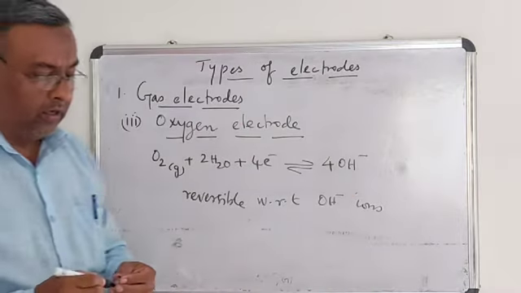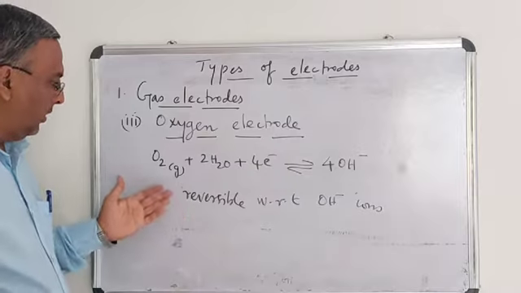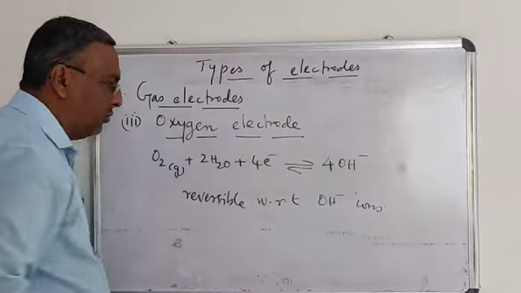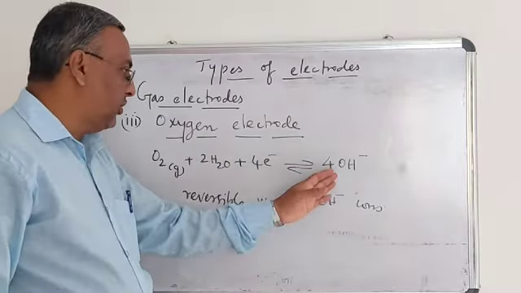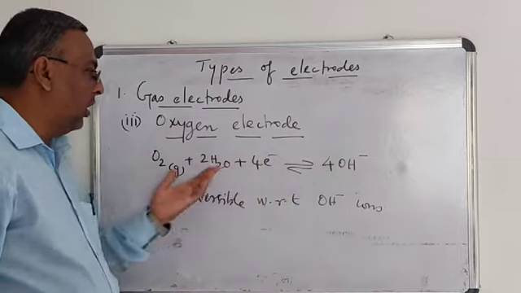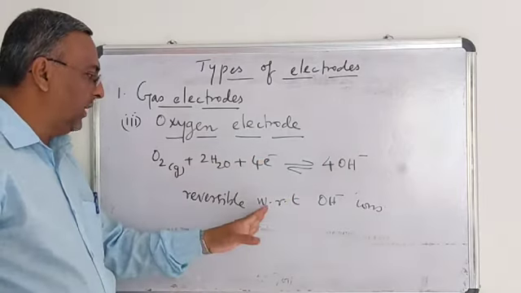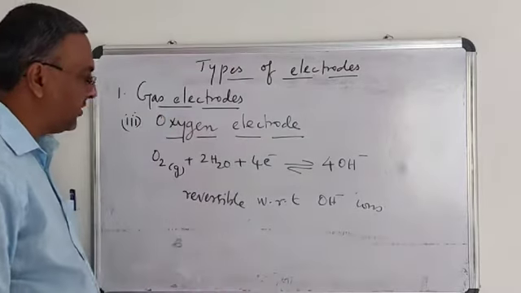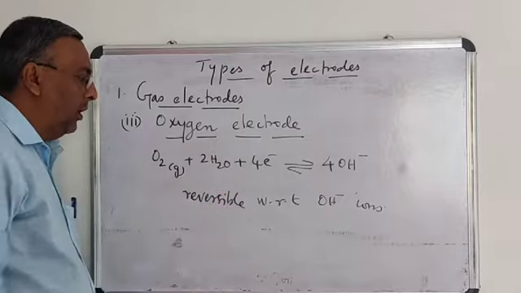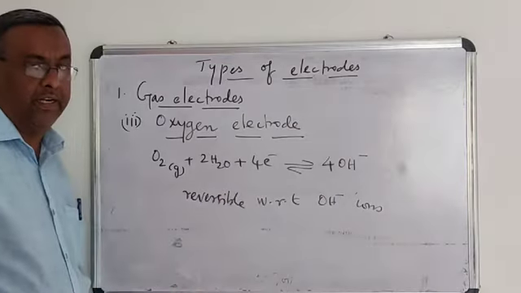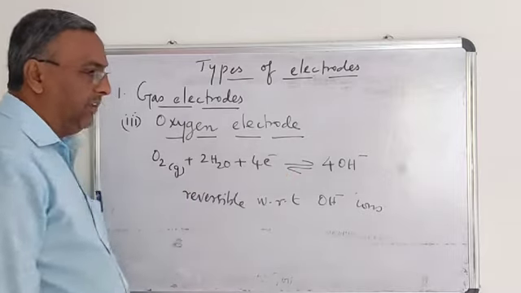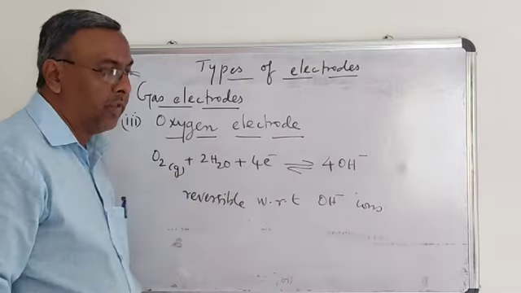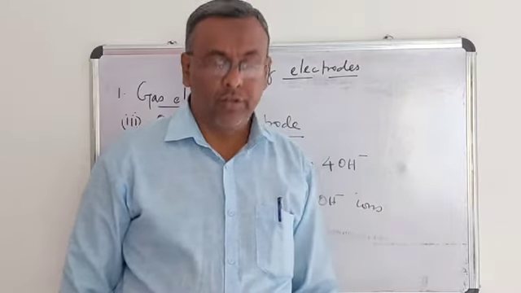That is the equilibrium. When it shifts towards right, it undergoes reduction. When it shifts towards left, it undergoes oxidation. So this oxygen electrode is reversible with respect to OH minus ions, but this reversible manner cannot be established. This equilibrium cannot be established quickly. Therefore, usually this type of oxygen electrode is not used.